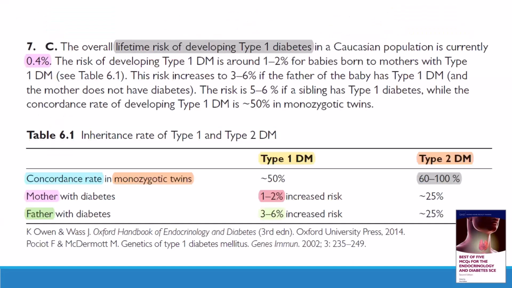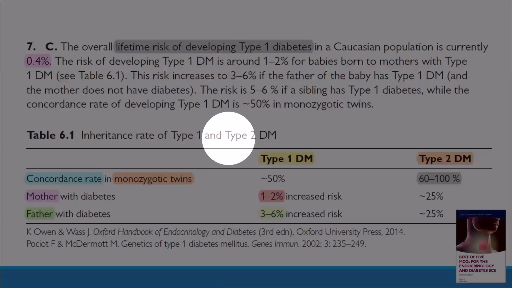So this table from the Atoll compares type 1 and type 2, whether the mother is type 1 or the father is type 1, or concordance. Yes, Dr. Hassan.